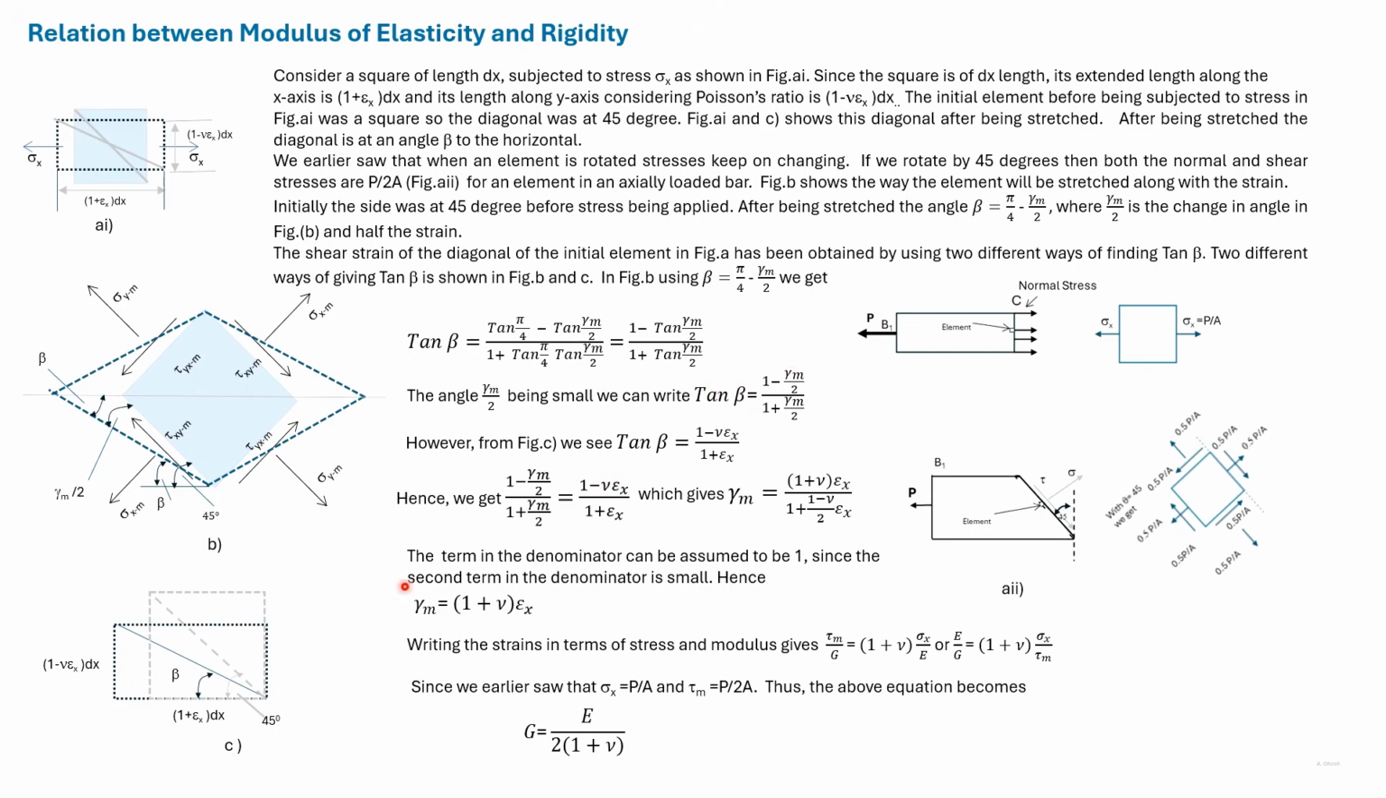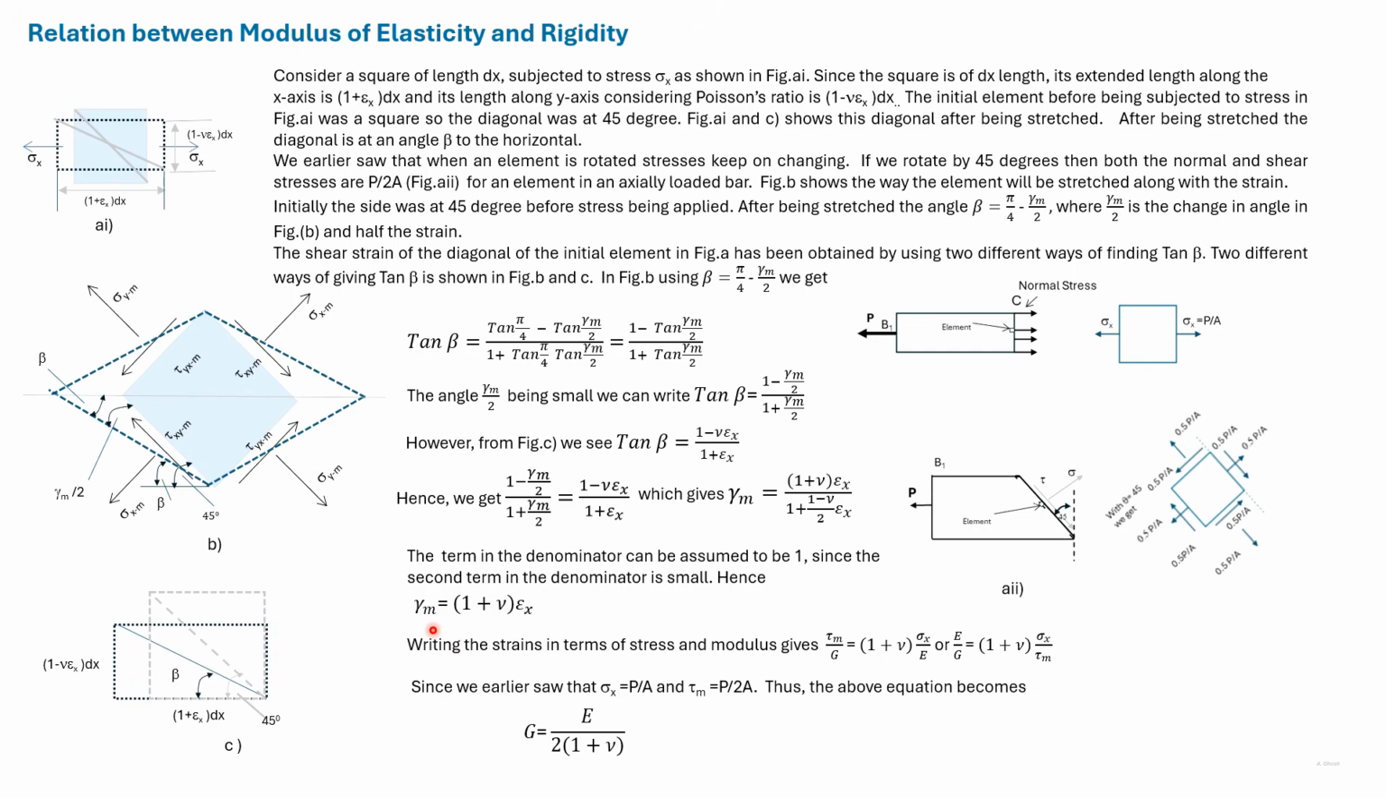Now tan beta from figure C is equal to (1 minus nu epsilon x) by (1 plus epsilon x). Relating the two values of tan beta, we get the shear strain by this expression. Now here in the denominator, the second term can be considered to be small, and as such the shear strain can be given by this expression, where it is equal to (1 plus nu) into epsilon x.